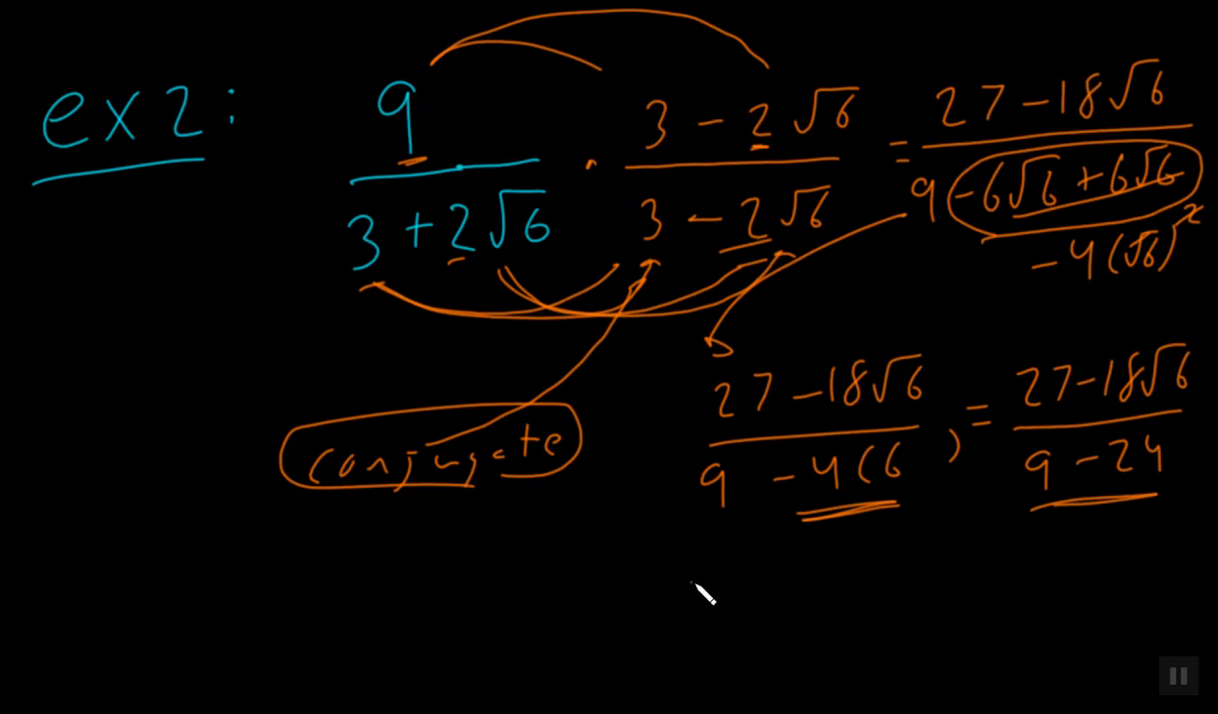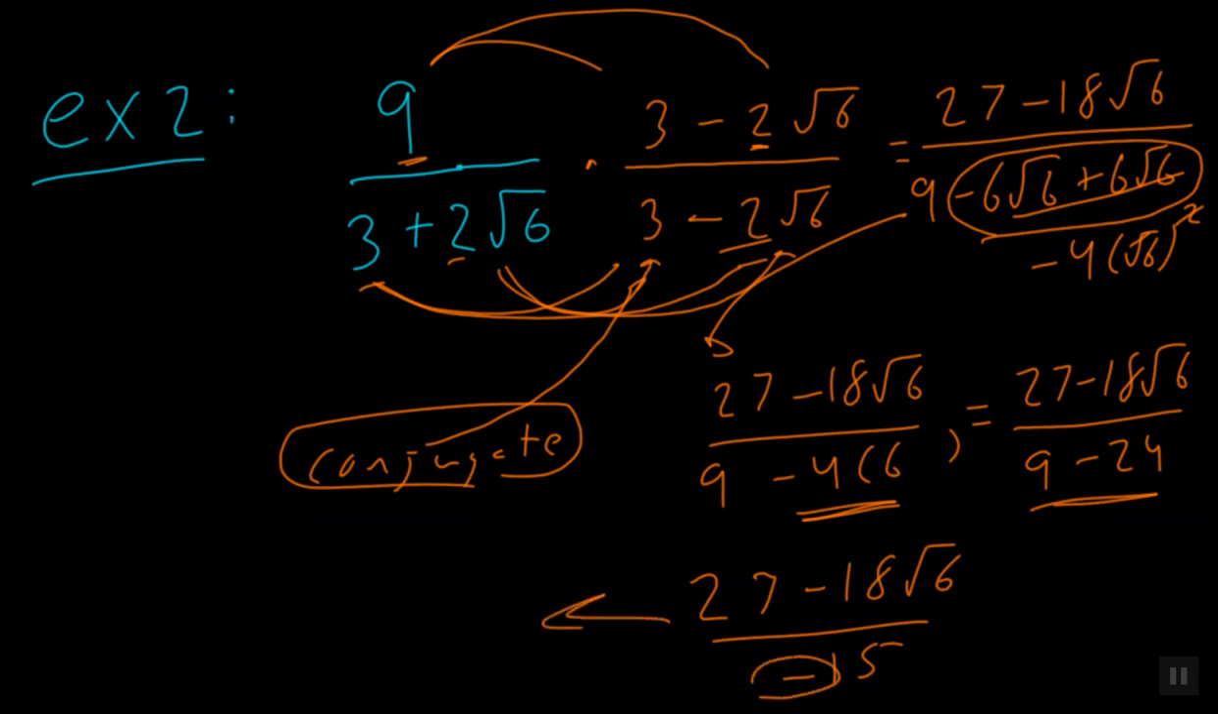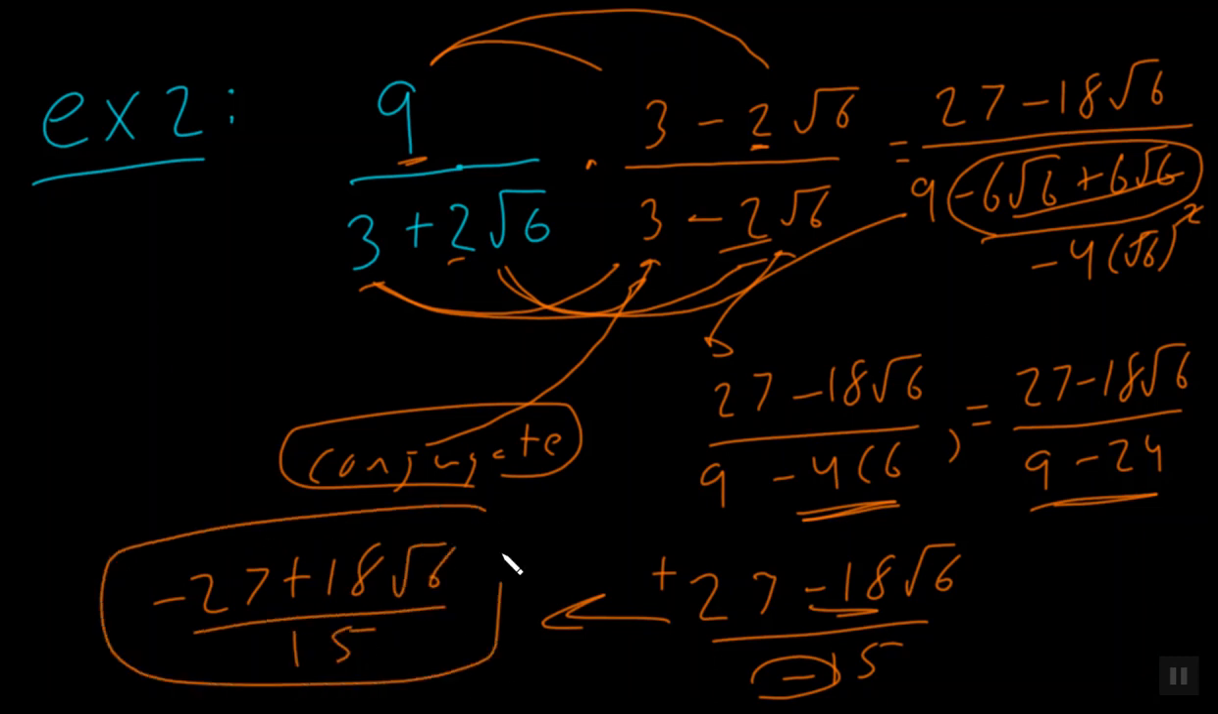And lastly, what's 9 minus 24? Well, when I write this my last time, I have 27 minus 18 square roots of 6 all over 9 minus 24, which should give me negative 15. Now the last thing that I would say is we really don't want this negative on the bottom. So whenever you divide by a negative, the signs of everything else change. So this positive 27 becomes a negative 27, and this negative 18 becomes a positive 18 square roots of 6 all over positive 15. And there is our answer for example 2.